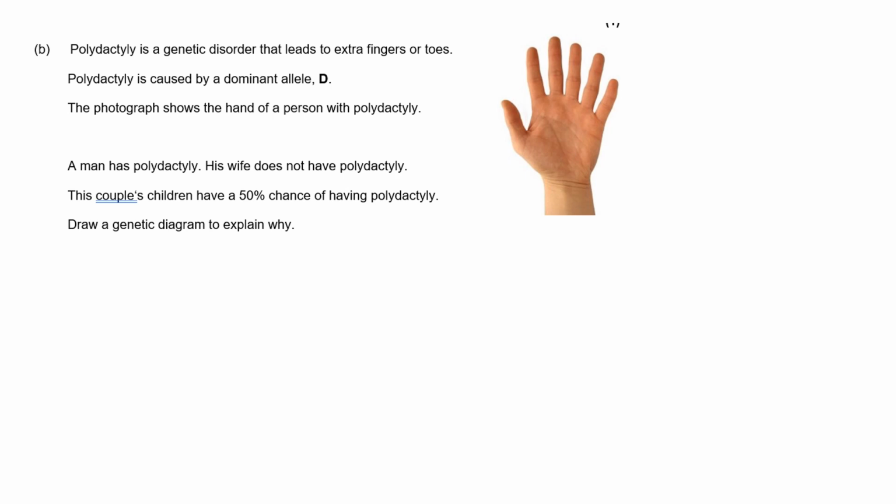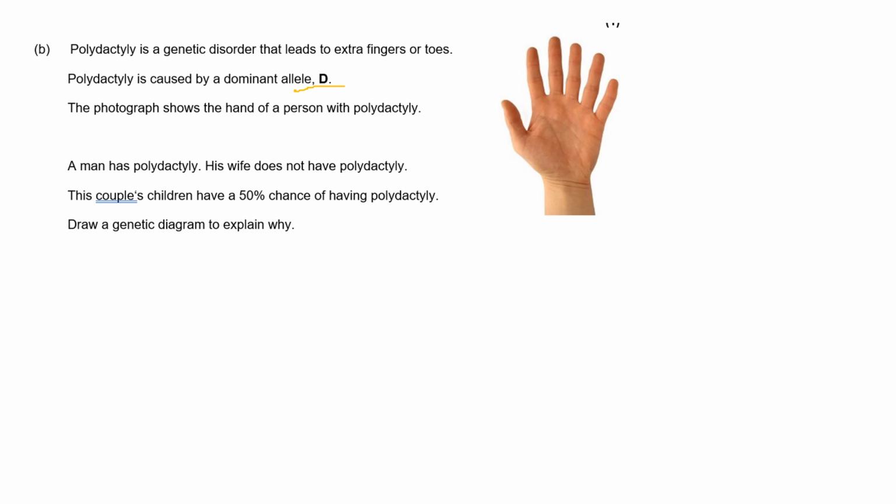So for this question, they've asked you to look at polydactyly, which is a genetic disorder which causes there to be an extra finger or toe. And it's caused by a dominant allele D. So that's an important thing to pull out there. They have emphasised what letters they want you to use. So they're going for capital D here for having the condition.